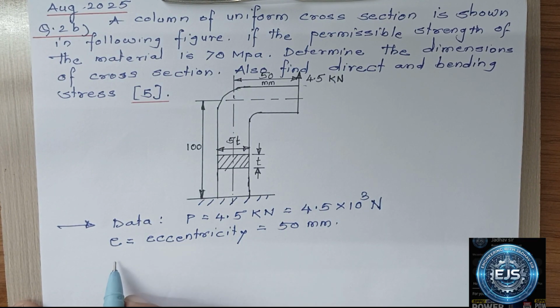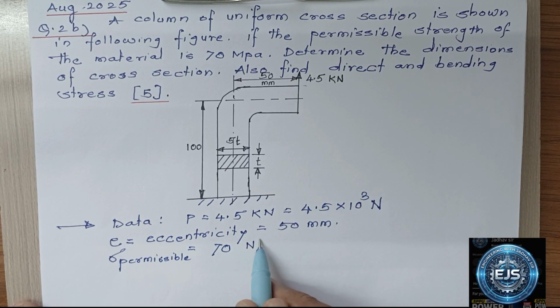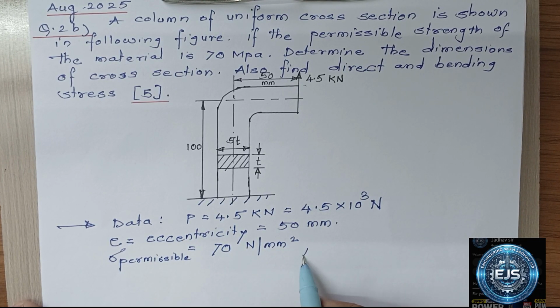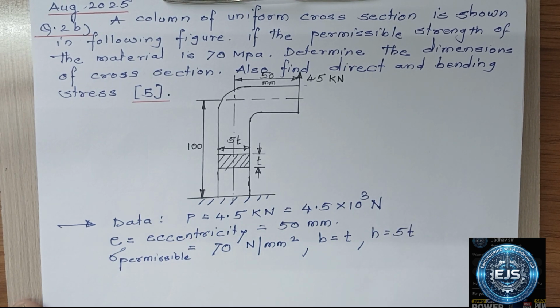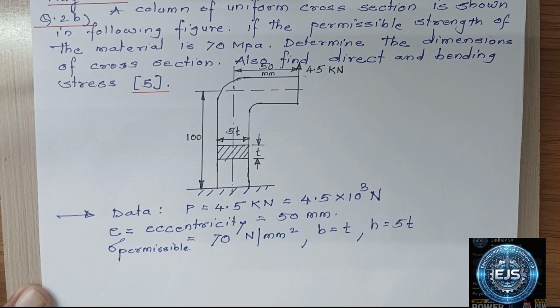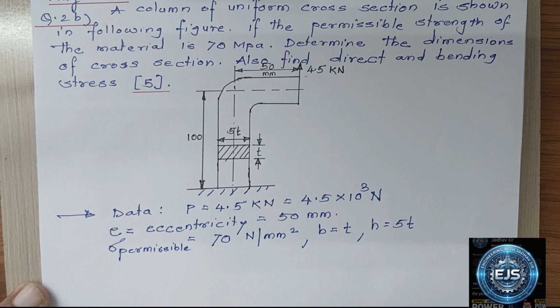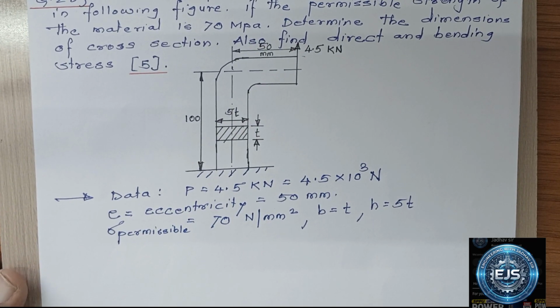Then the permissible stress, or allowable stress, is 70 megapascal, or 70 Newton per mm square. Here b is the width of the section, and that is equal to t, and the depth of the section, that is h, is equal to 5 times t. This is given, and it is asked to find out the width and depth of this section, also direct stress and bending stress, sigma d and sigma b, for this problem on a column which is eccentrically loaded.